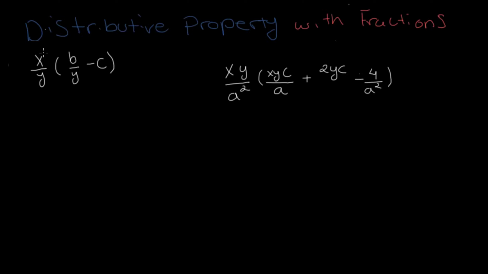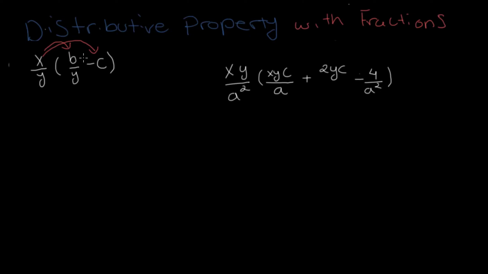If we were to apply distributive property, we would multiply our numerators together, as well as multiply all of our denominators together. So this x over y would multiply to this b over y. That would mean just the x would get multiplied to the b, and the y would just get multiplied to the y over here. As well as this x would also get multiplied to this negative c right here.